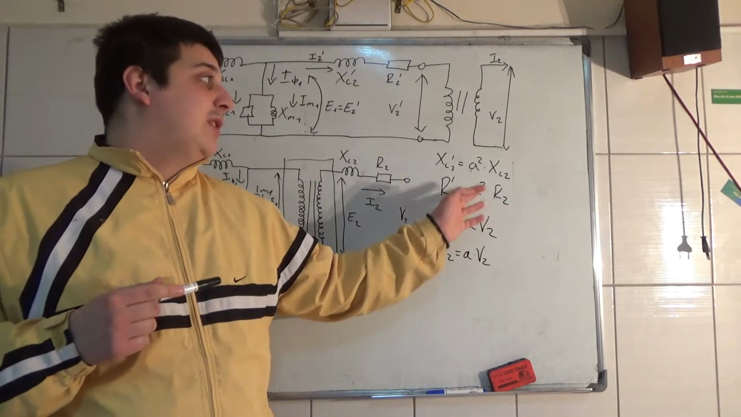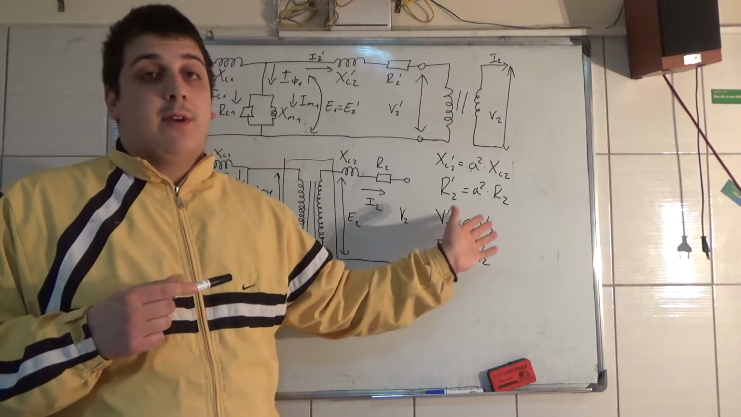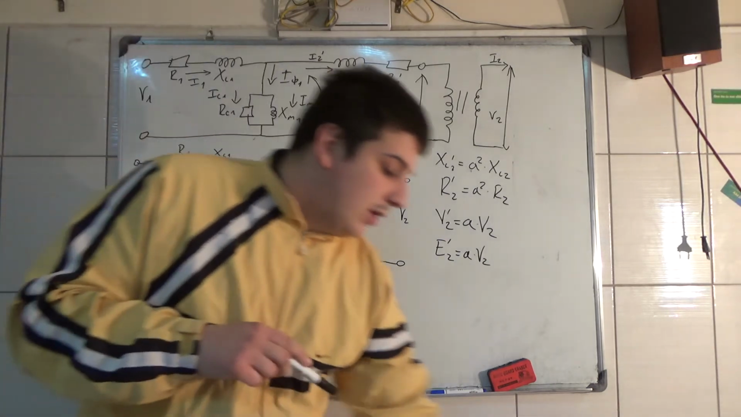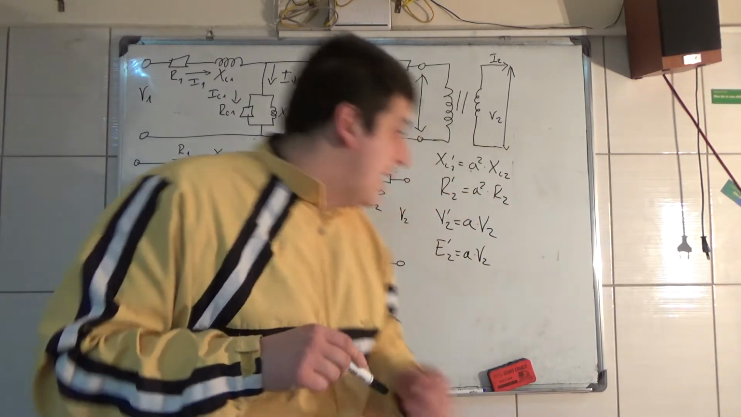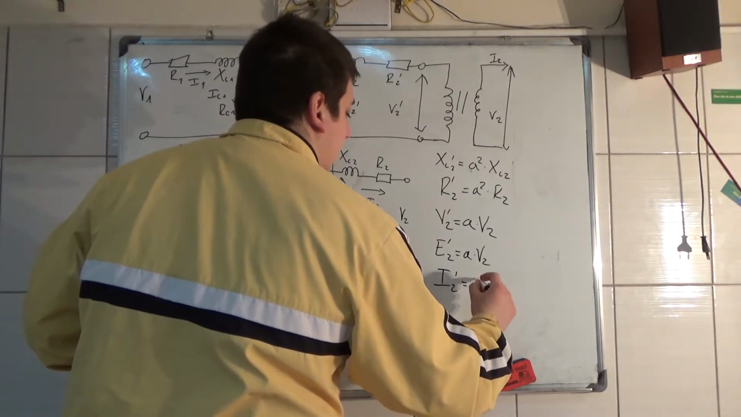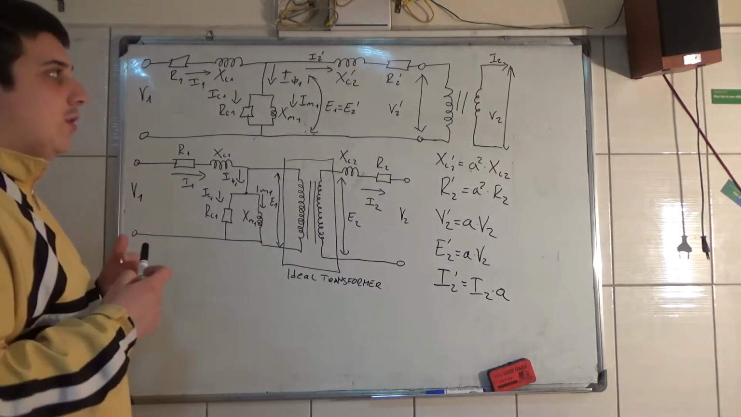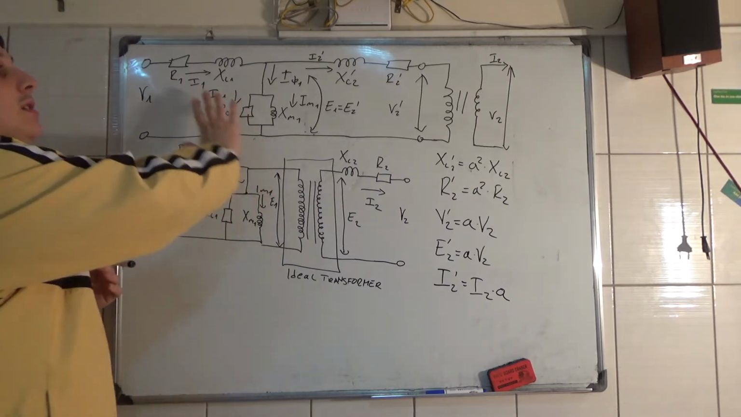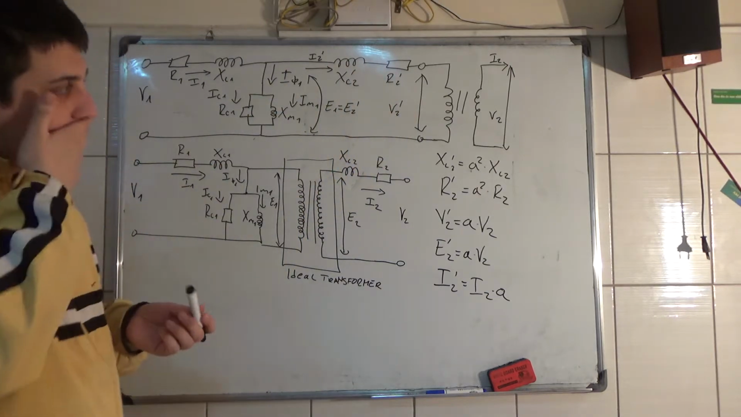But if you have impedance, then you have A squared. But if you have voltages from the secondary to the primary, you just have A, not A squared. Okay, now, yes, the current I2 prime is equal to I2 times A. So we do that. So now the circuit here is much more, how do you say, electrically readable.